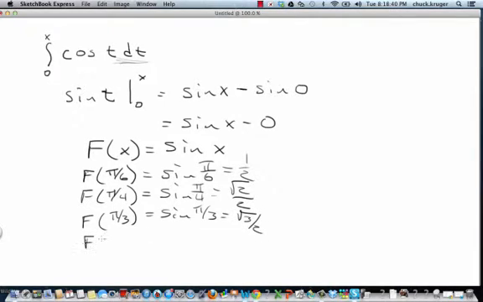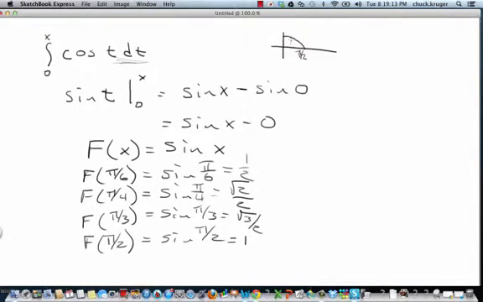And if I put pi over 2 in here, I'd have the sine of pi over 2. I think I didn't say square root of 3 over 2, I think I said pi over 2, but this is square root of 3 over 2. And this is going to be 1. Okay, now, what happens is if you look at cosine, cosine accumulates area all the way to pi over 2.